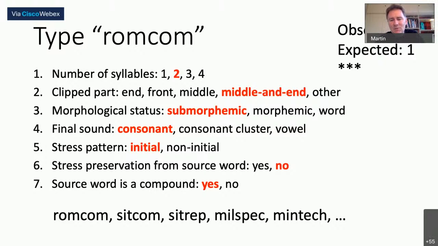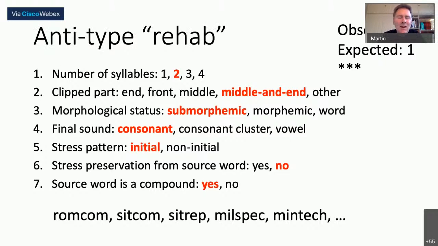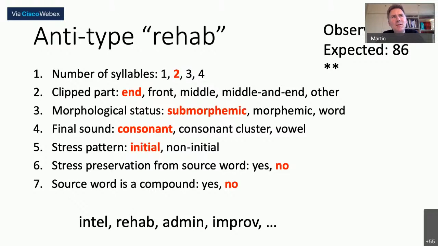Okay, before I wrap up here, let me show you one antitype, one configuration that we would expect to see, but which is relatively absent from our data. And this would be the antitype that is illustrated by words such as rehab. So rehab has 2 syllables. It instantiates end clipping. Rehab as such is not a morpheme, it's submorphemic. It ends in a consonant. It has initial stress. It doesn't preserve the stress from the source word, and it doesn't come from a compound. We do find several clippings of this type in English. So besides rehab, there is Intel, admin, improv, and a couple of others. However, we don't find them as often as we would expect.